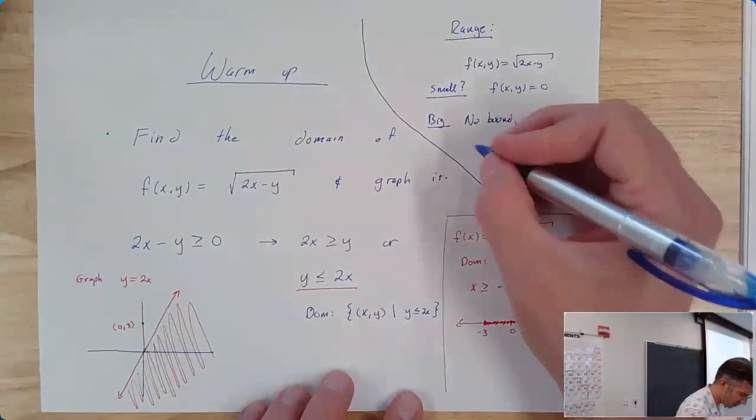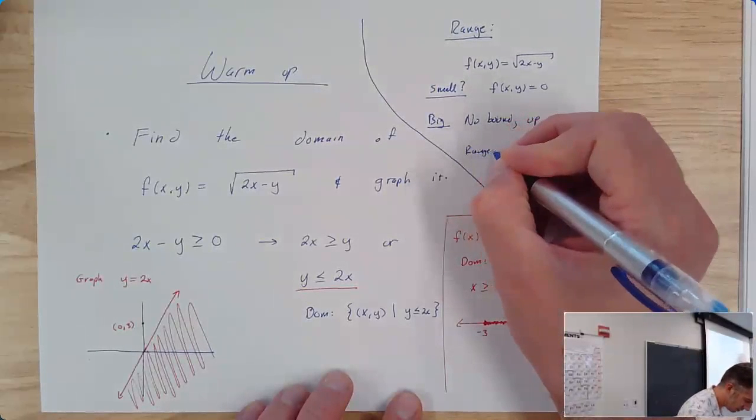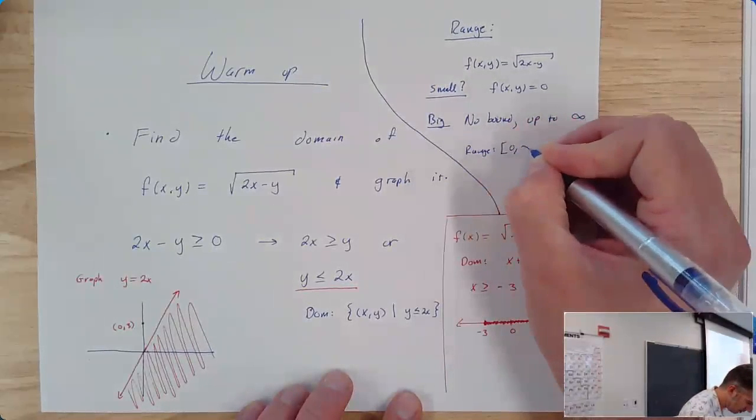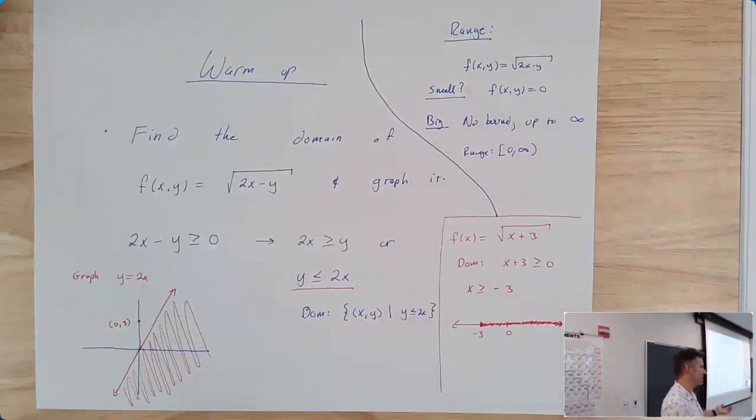So our range here is 0 inclusive to infinity. Always exclusive, right? Because infinity is not really a number.